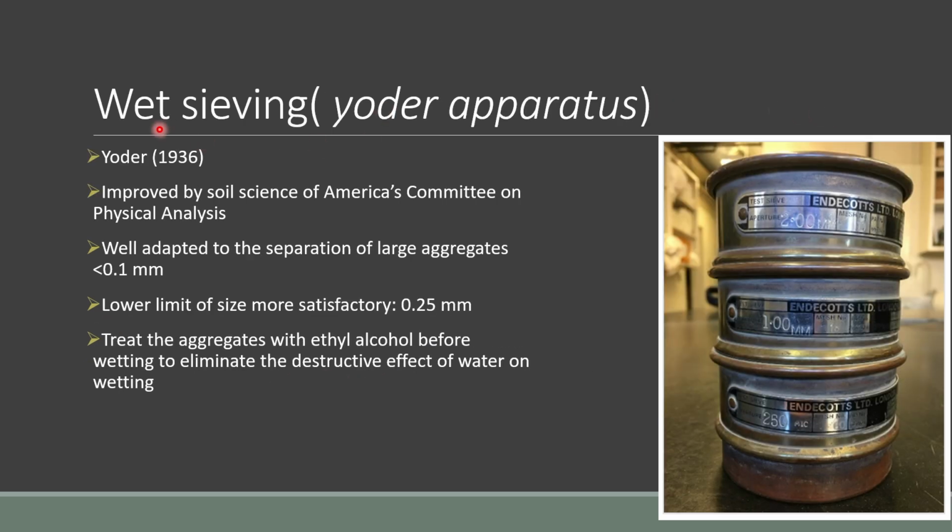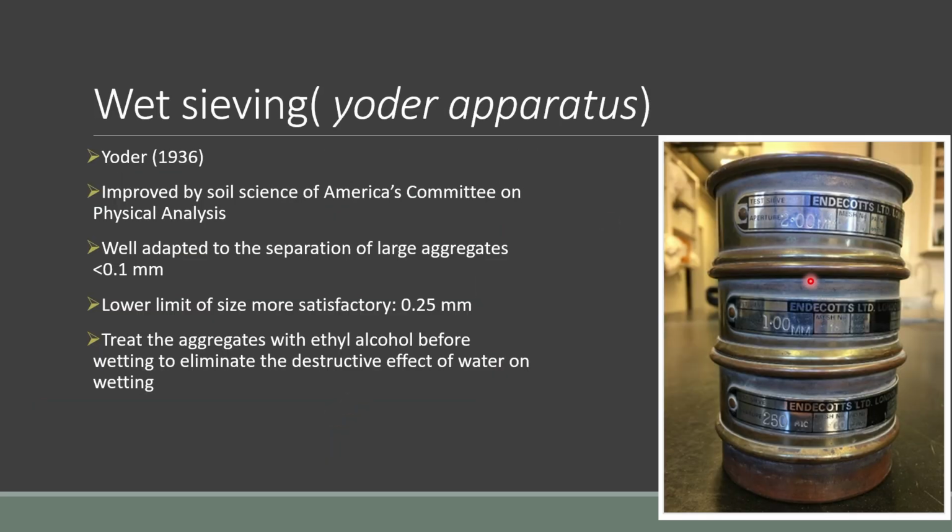So this is wet sieving. We are using the Yoder apparatus. This wet sieving method is given by Yoder, so we call this apparatus the Yoder apparatus. It was improved by the Soil Science Society of America's Committee on Physical Analysis. It is well adapted to the separation of large aggregates, and the lower limit of size more satisfactory is 0.25 millimeter. And treat the aggregates with ethyl alcohol before wetting to eliminate the destructive effect of water on wetting.